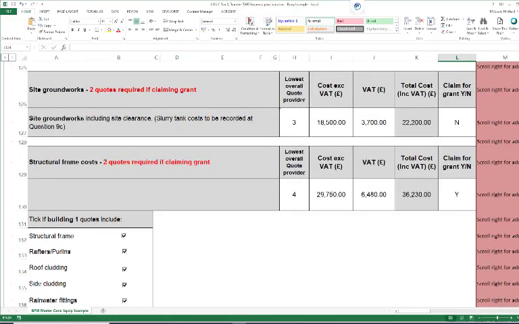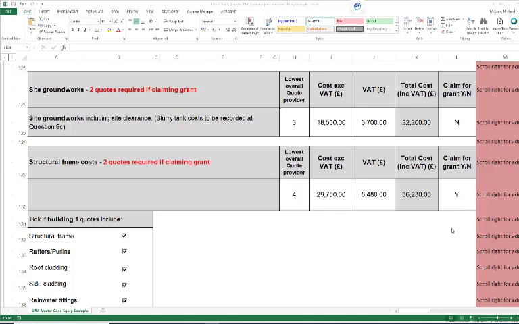In terms of groundworks, this can include demolition and removal of older buildings, any excavation work and stoning of the site. Note, any cost for groundworks associated with storage is not recorded here, but in section 9b. We are just looking for one cost here, and if you look at the left hand side, you'll see the heading claim for grant, yes or no.